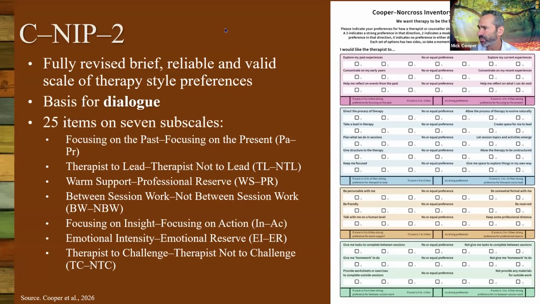So we've been working really hard. We developed an inventory of preference. John and I published it in, I think, 2015-16, and it worked pretty well, and it has been translated into lots of different languages. But some of the reliability of the scales wasn't great.